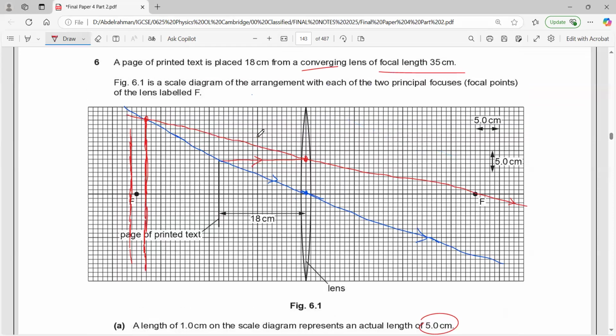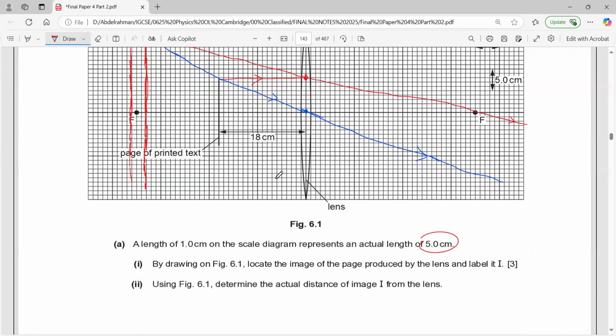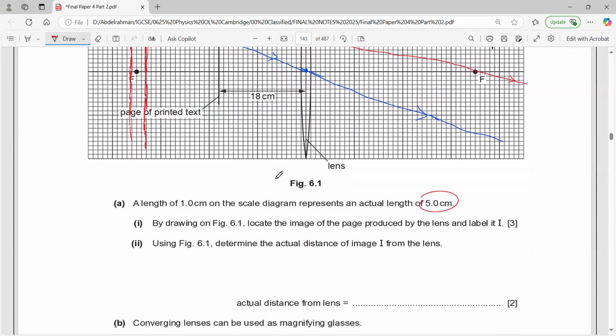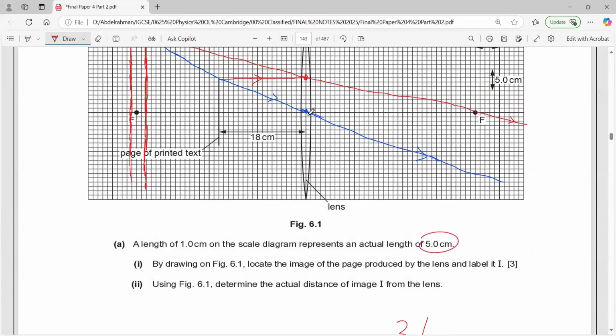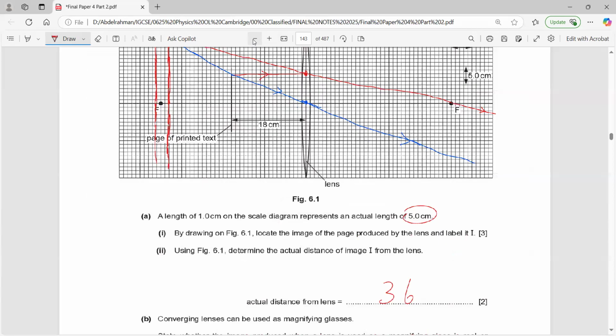Now, he said that the focal length is 35. Distance should be slightly greater. It should be around 36 centimeters. If you actually count the squares from the center all the way to the focal length, it would be 35, and another one would be around 36 centimeters. So this is the focal length.